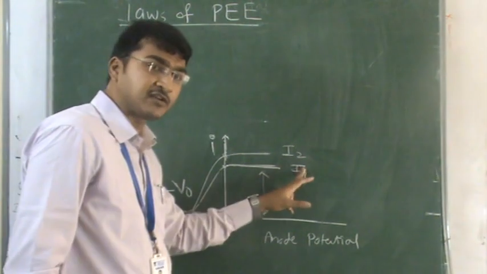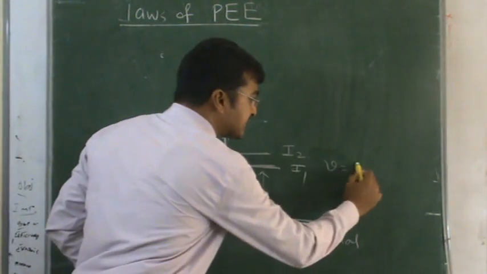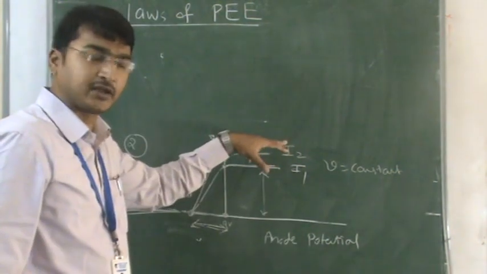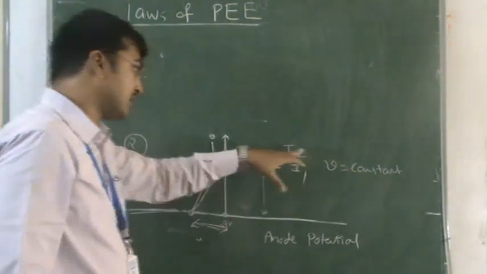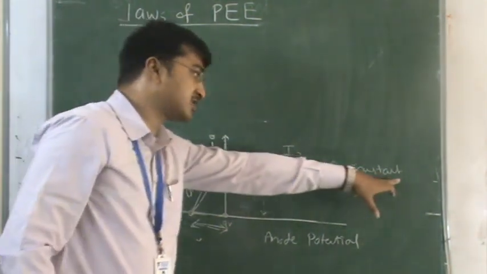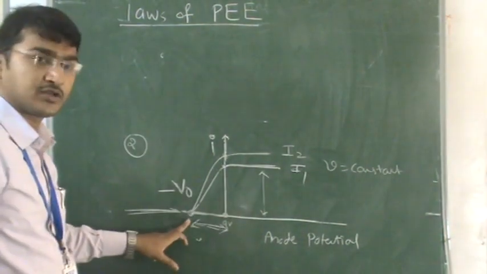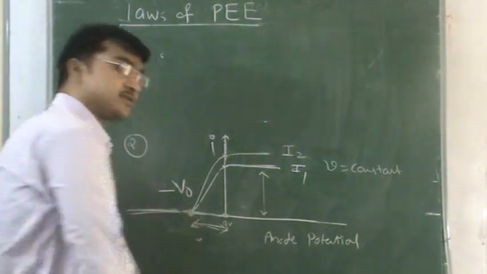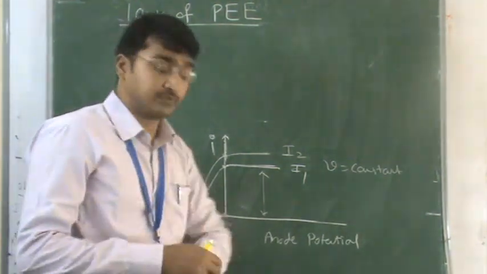I am not changing the frequency here. The frequency remains constant, the same red color, but I am taking different intensities. So the intensity is different, the frequency is constant. So the stopping potential here does not change. Stopping potential depends upon the metal surface. Okay, so these are the two graphs we discussed.